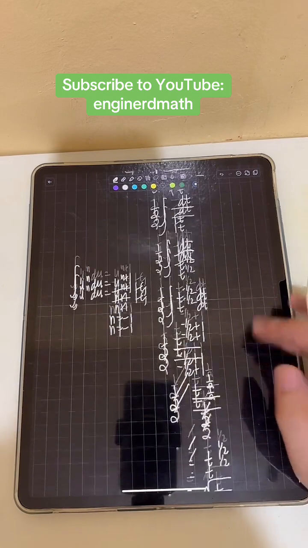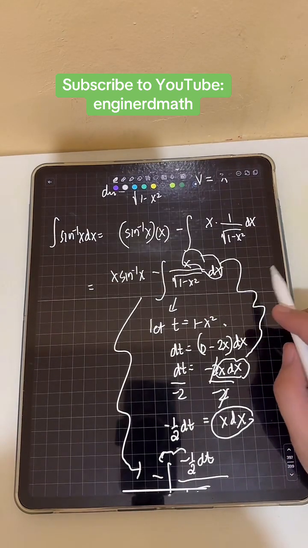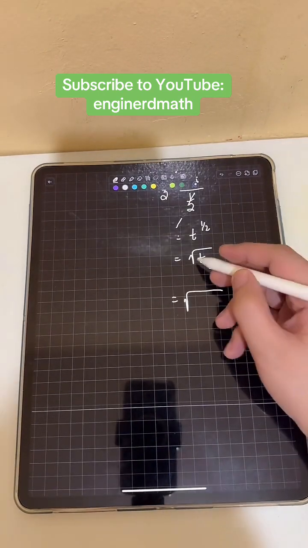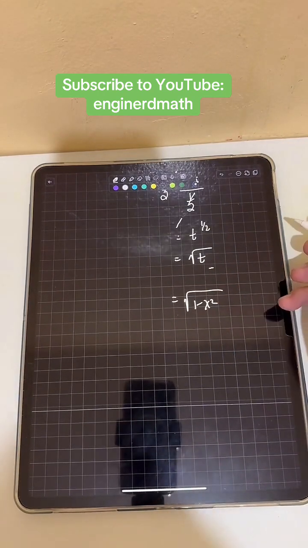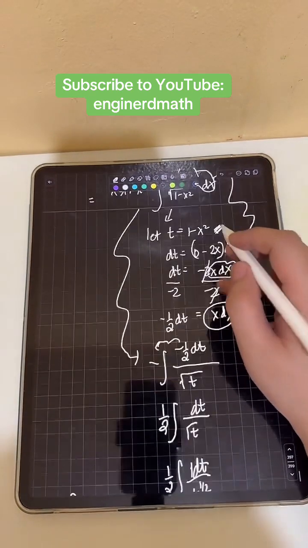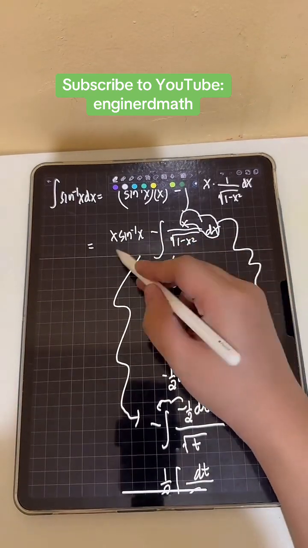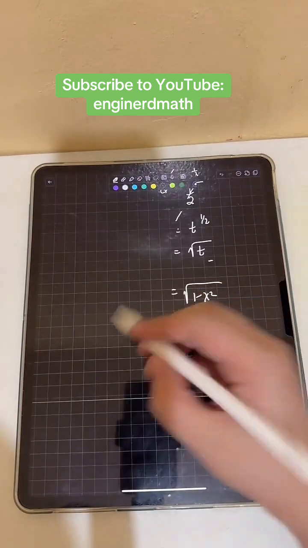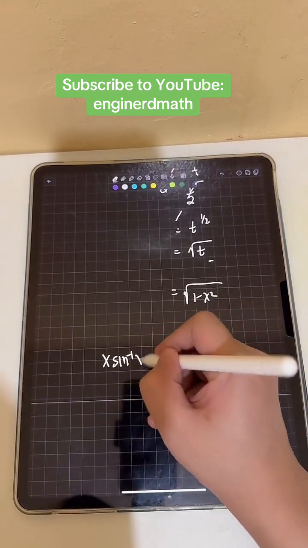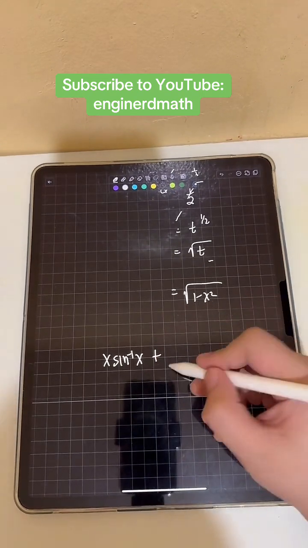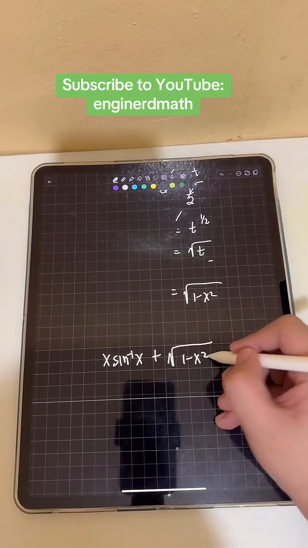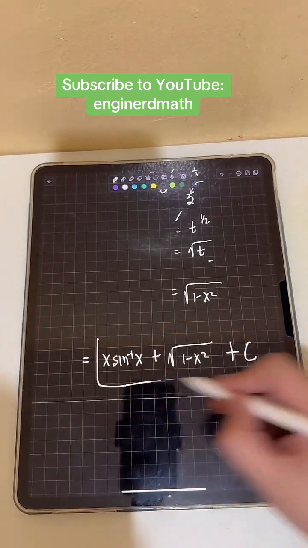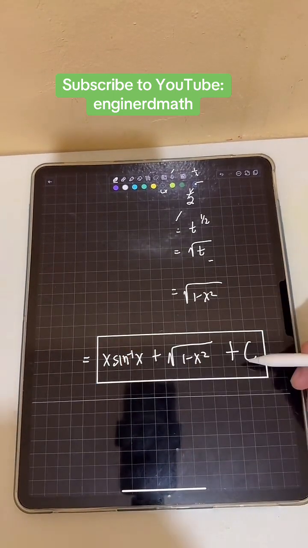Then we transform back the t in terms of x, which is 1 minus x squared. So we have the square root of t, which is the square root of 1 minus x squared. So the final answer, combining this integral with the first term, is x arcsine of x, then plus the square root of 1 minus x squared, then plus c for the constant of integration. So this is the final answer.